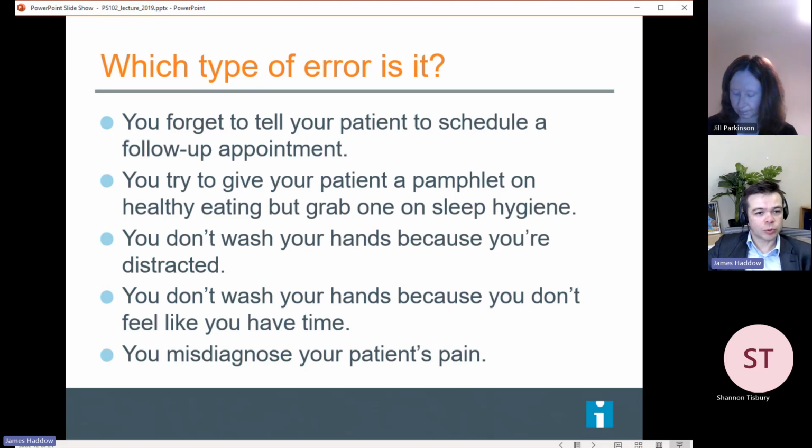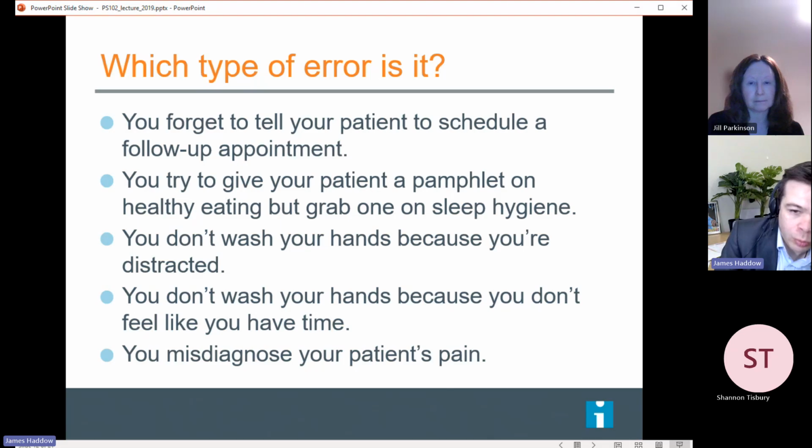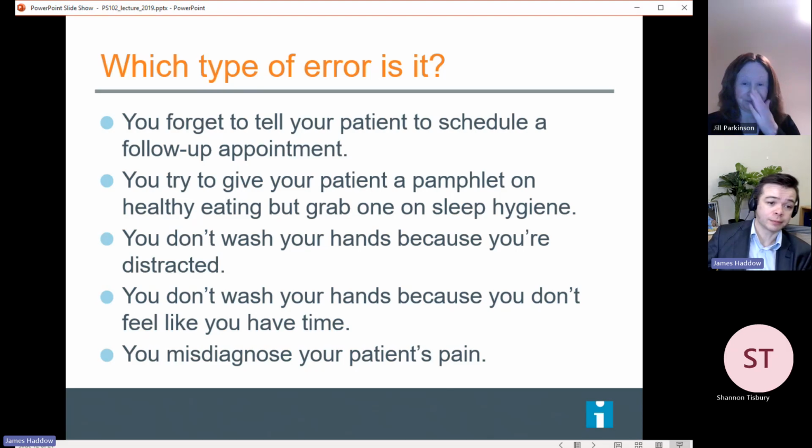First one, you forget to tell your patient to schedule a follow-up appointment. The second one is you try to give your patient a pamphlet on eating healthy, but grab one on sleep hygiene. You don't wash your hands because you're distracted. You don't wash your hands because you don't feel you have time, and you misdiagnose your patient's pain.